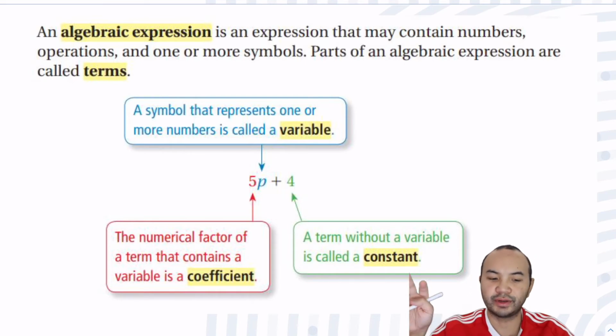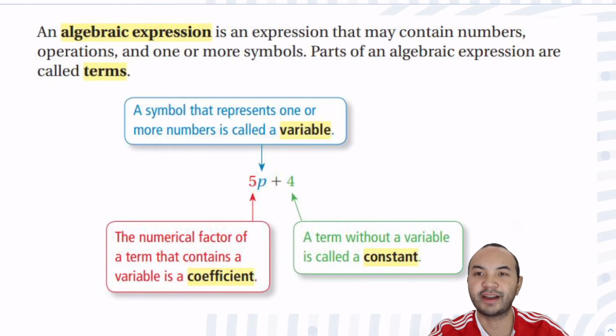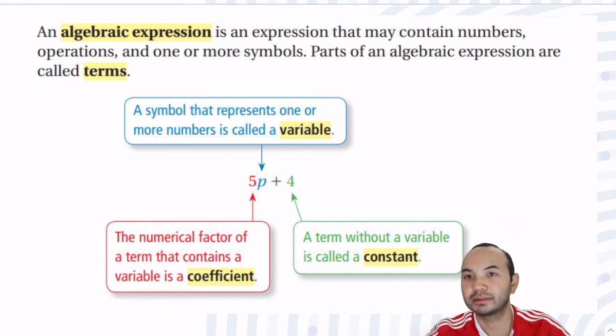The number in front of a variable that's multiplied by the variable, the numerical factor of a term that contains a variable, that's what this means. The number in front of the variable is called the coefficient. So it's right next to it. If it says 5p, that means 5 times p. That's called the coefficient. And a regular number, a term without a variable, is called a constant.